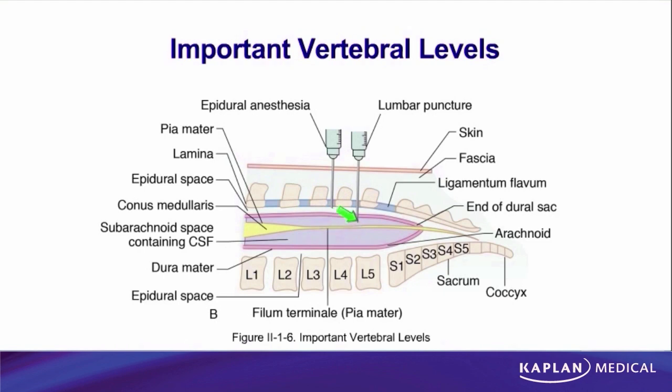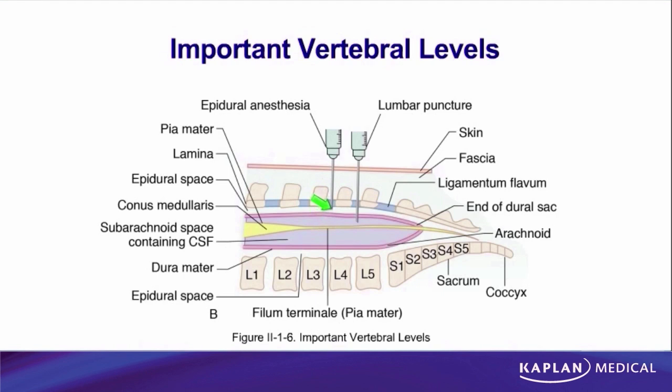Okay, so you would advance the needle into the subarachnoid space if you wanted to withdraw CSF, if you wanted to measure CSF pressure, or if you wanted to put something into the CSF, a drug, contrast dye, anesthetic, something like that. On the other hand, if what you wanted to do was put an anesthetic into the epidural space, then you would only advance the needle this far and not go into the subarachnoid space.